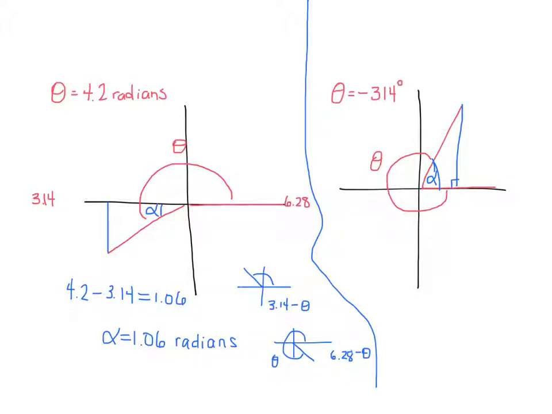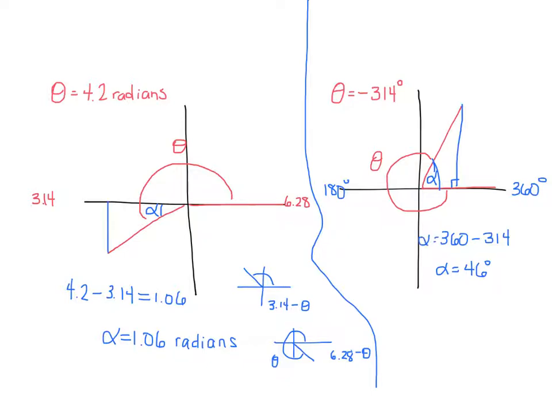And to find the value of alpha, I know theta is 314, but it's negative. So to find the value of alpha, I need to figure out what's left in the whole circle. Now in degrees, we have 360 here, and we have 180 over here. So to find alpha in this case, I have to do 360 subtract 314. And when I do that, I get 46. So that's going to be my value of alpha in this example.